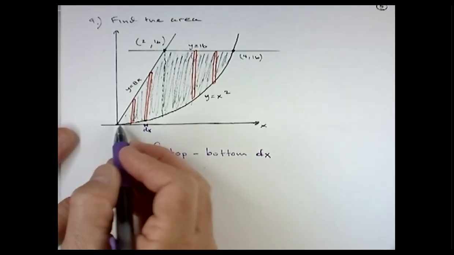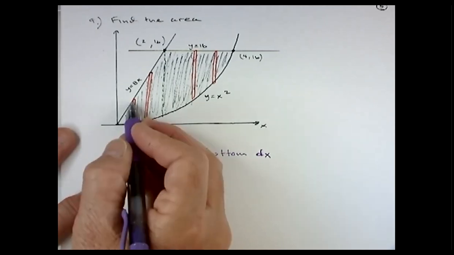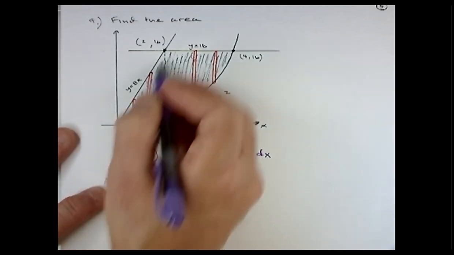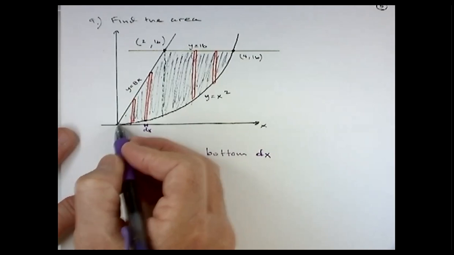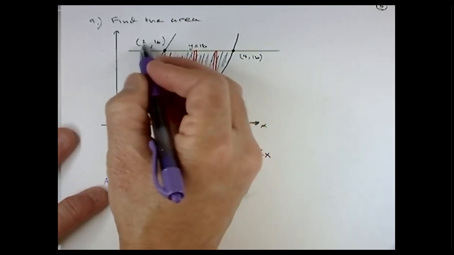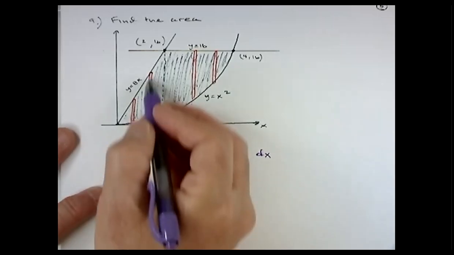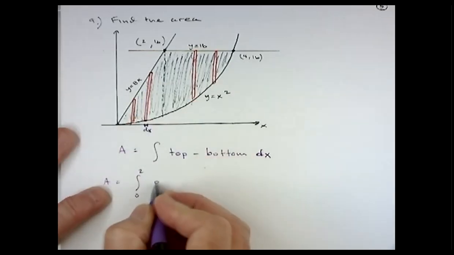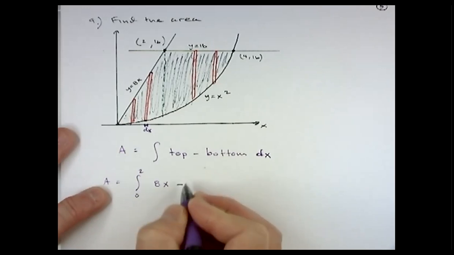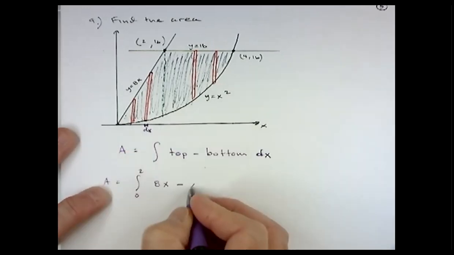So my first integral, my top function, well, I'm going to be adding up the rectangles from x equals 0 to x equals 2. And for that interval, all of my rectangles hit y equals 8x on the top, and on the bottom, they all hit y equals x squared.